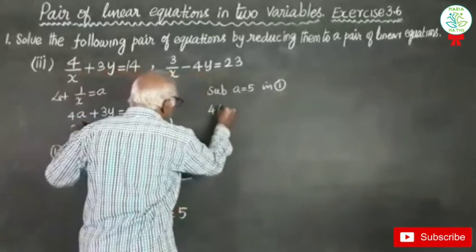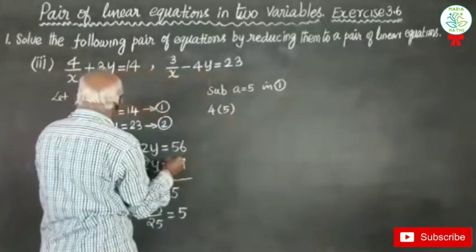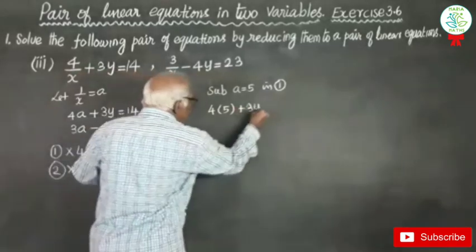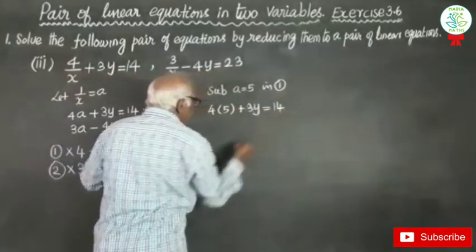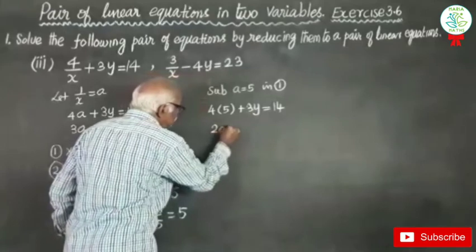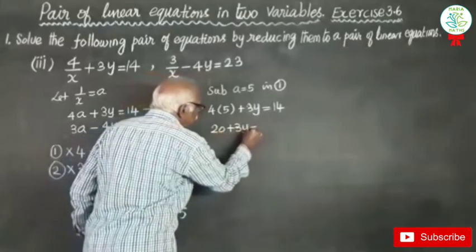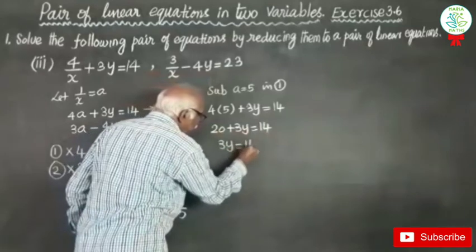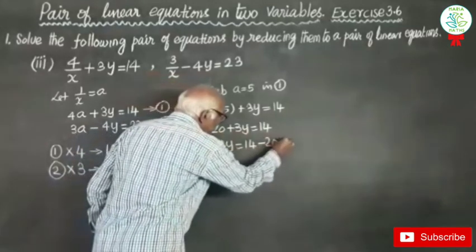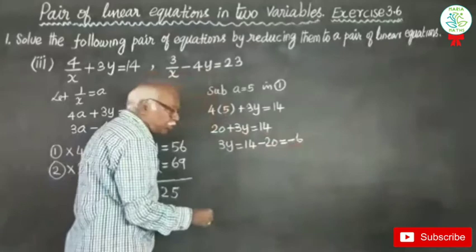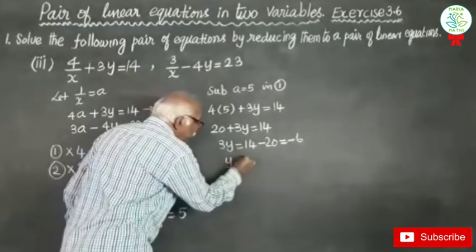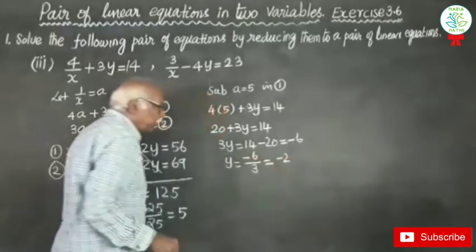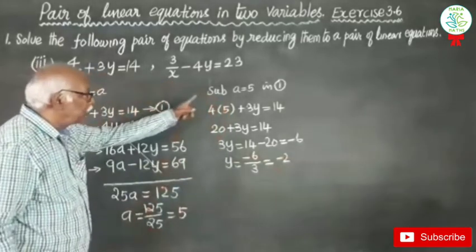4 into 5 plus 3y equal to 14. 20 plus 3y equal to 14. 3y equal to 14 minus 20 equal to minus 6. y is equal to minus 6 by 3, minus 2. So y is equal to minus 2, a equal to 5.